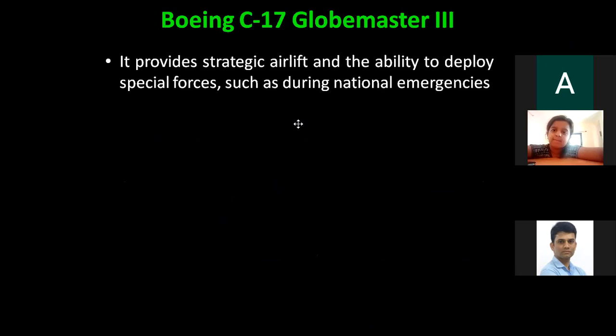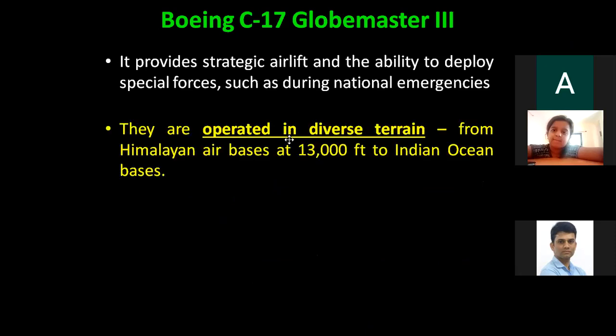Now, it provides strategic airlift, and it has the ability to deploy special forces, such as during national emergencies. Fine. So the purpose of this particular aircraft, they are operated in diverse terrain. What is meant by diverse terrain? You can consider from Himalaya air bases in the northern part of the country, at 13,000 feet height, to Indian Ocean bases in the southern part of the country, for example at Chennai or at Thiruvananthapuram or at Trichy, right? So you can consider different terrains, so conditions are different.